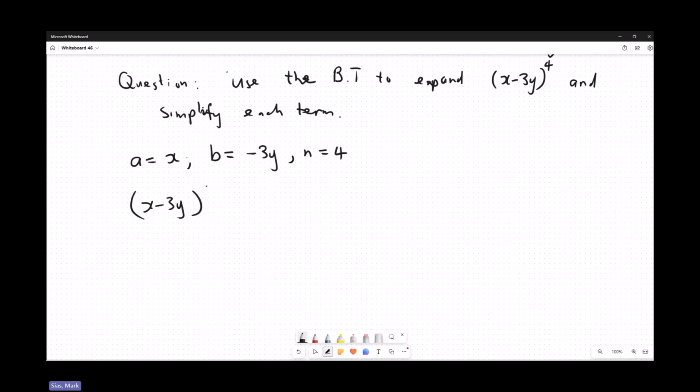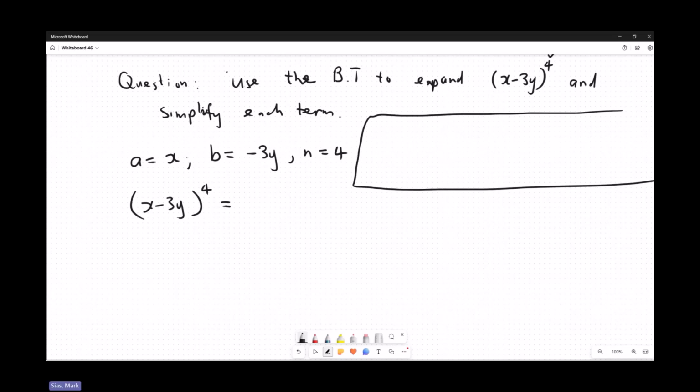Okay, so just to again stress that (a + b)^n is equal to a^n plus n a^(n-1) b plus n times (n-1) over 2 factorial, which is just 2, a^(n-2) b squared.